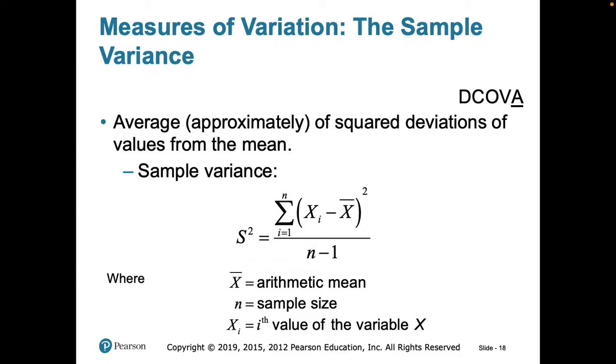Now, let's talk about the sample variance. Basically, what we're trying to do with the sample variance is get the average of the squared deviations of each value from the mean. And here is the formula. Your sample variance is going to equal the sum of each value minus the mean, squared, and you divide by your number of observations minus 1. And that is the formula for the sample variance.